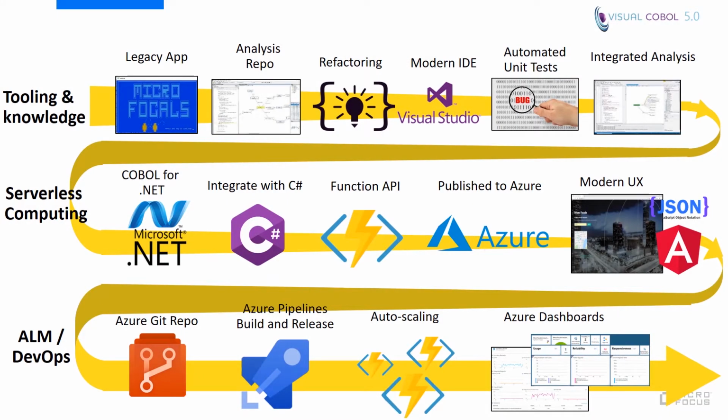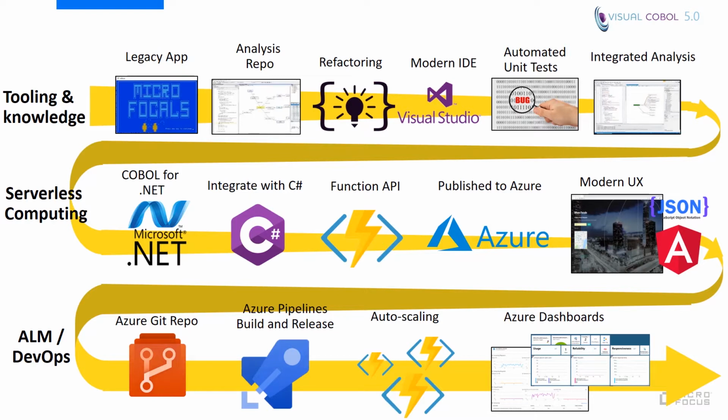Here's a quick summary of the steps. We'll start with an existing COBOL application, an application used by a fictitious opticians company called Microfocals. Next, we'll use code analysis tooling to slice out a piece of self-contained business logic from the COBOL code that we can use as an API.